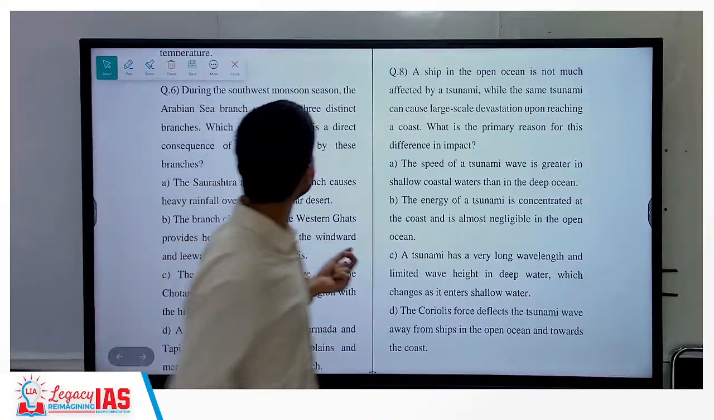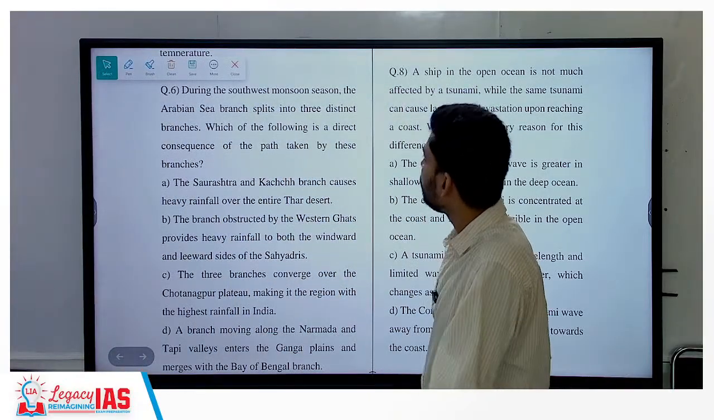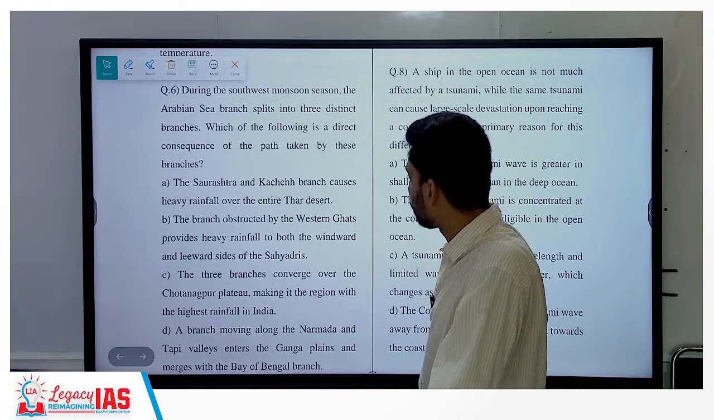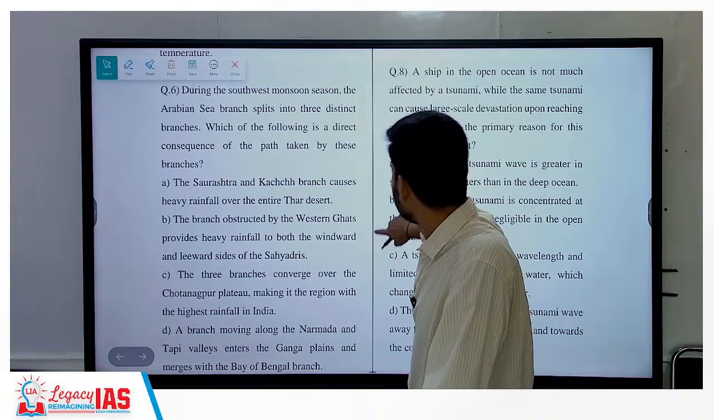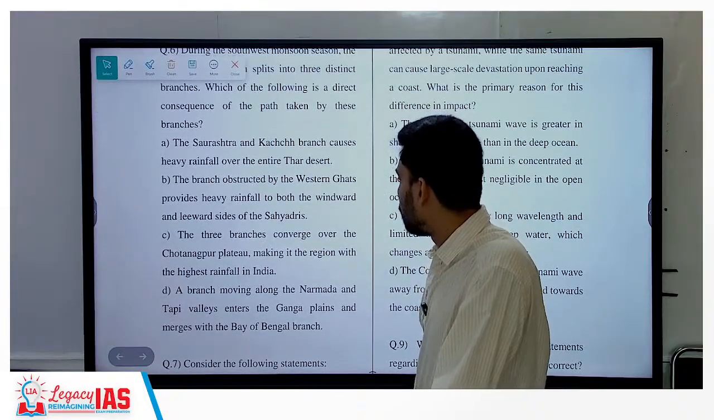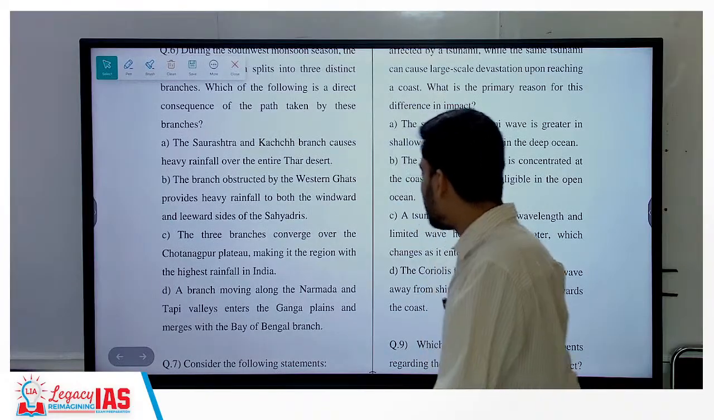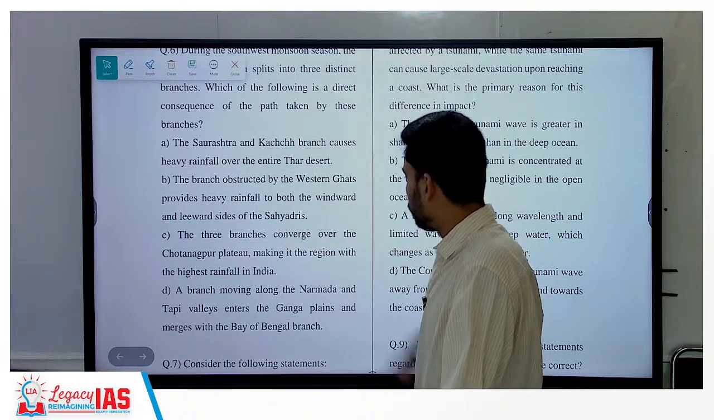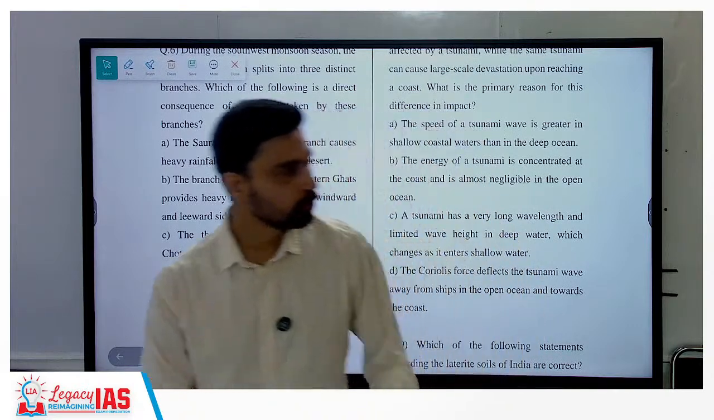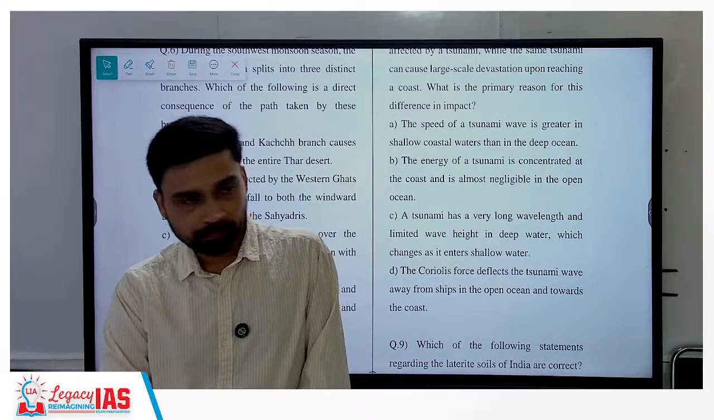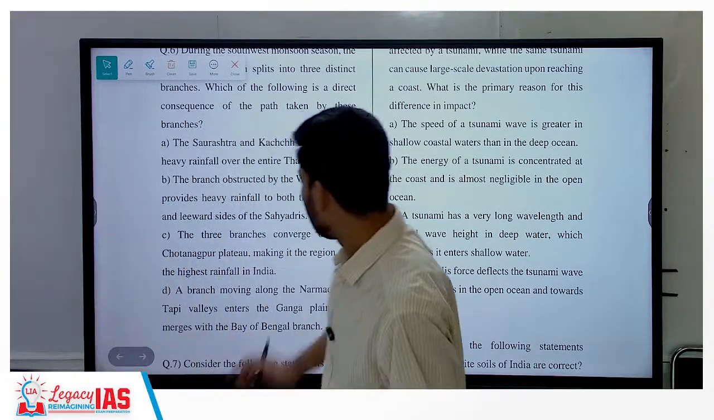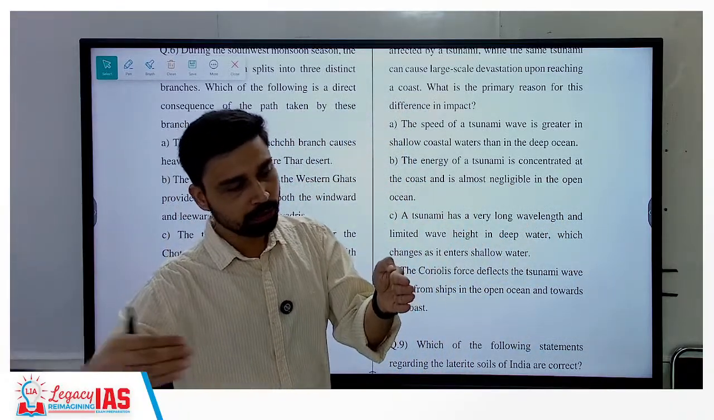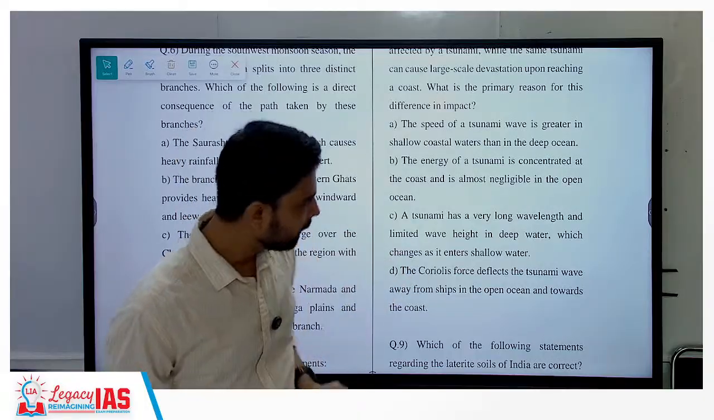Then, during the southwest monsoon season, the Arabian Sea branch splits into three distinct branches. Which of the following is a direct consequence of the path taken by these branches? D. The branch moving along the Narmada and Tapi valley enters the Ganga plain and merges with the Bay of Bengal branch. Chotanagpur Plateau is not the region with the highest rainfall; we discussed in class that it gets about 50 centimeters on average. So basically the Narmada and Tapi branch goes toward the Chotanagpur Plateau, and from this side you have the Ganga branch. So both of them join together.